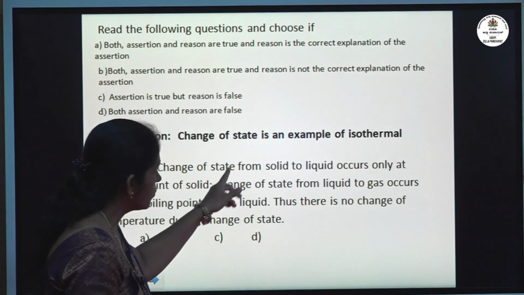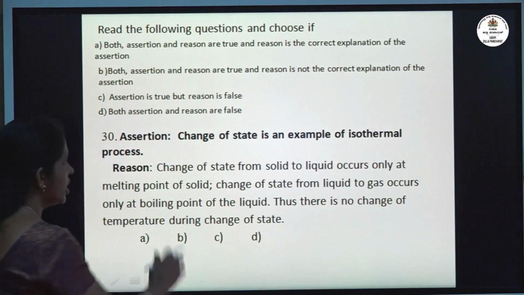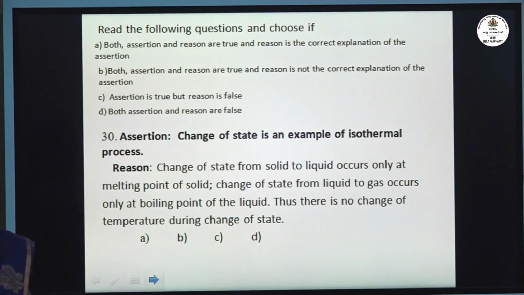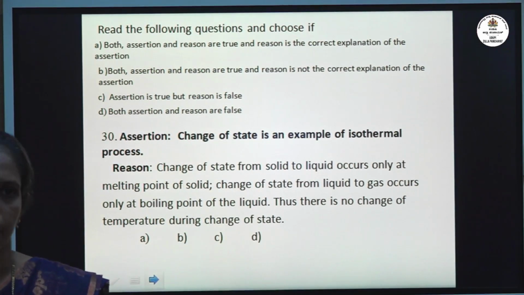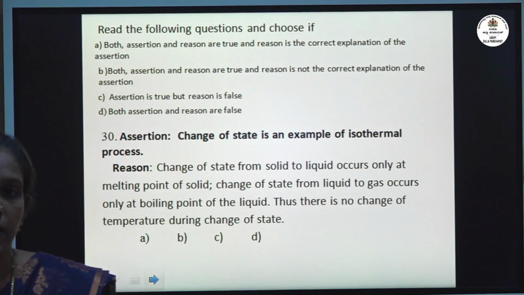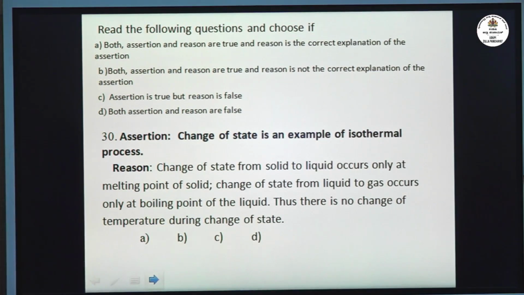Reason: change of state from solid to liquid occurs at melting point of solid. The substance must change from solid to liquid. Melting of ice. When ice melts and becomes liquid, is there any change of temperature? There is no change in temperature. There is Q is equal to mL, latent heat. We use the energy as latent heat. This energy is used to change the state of a substance and not the rise of temperature.